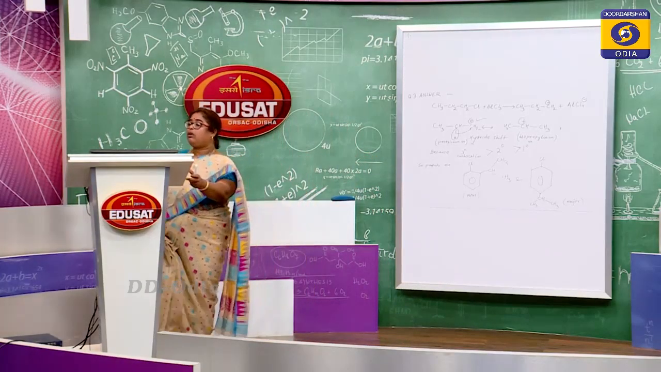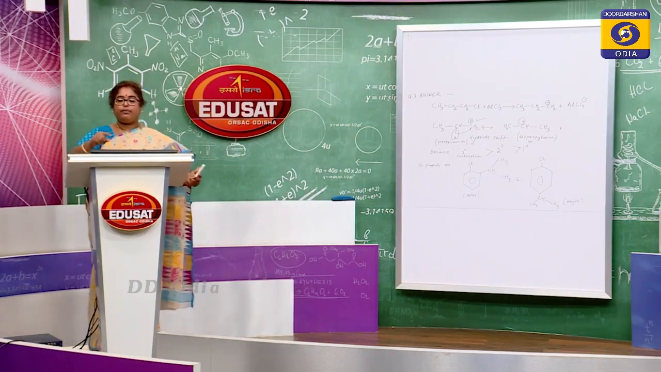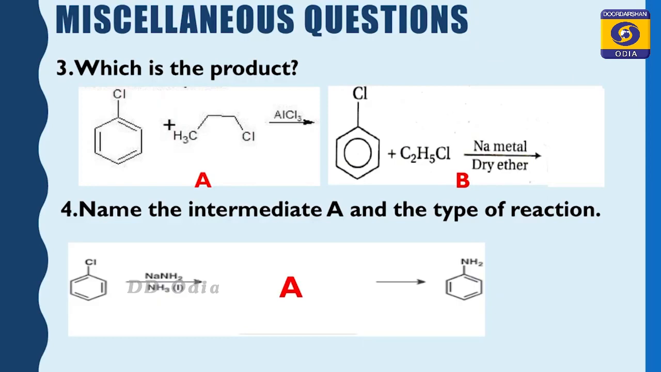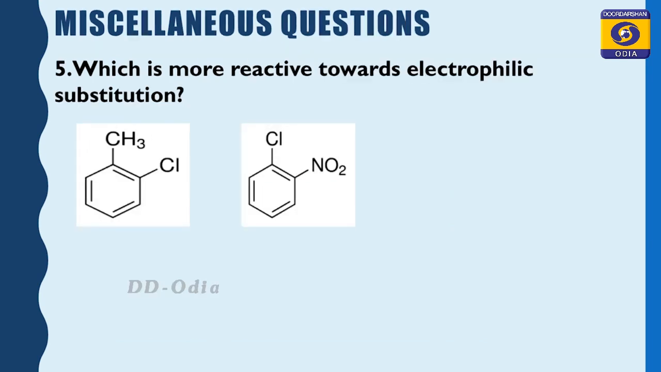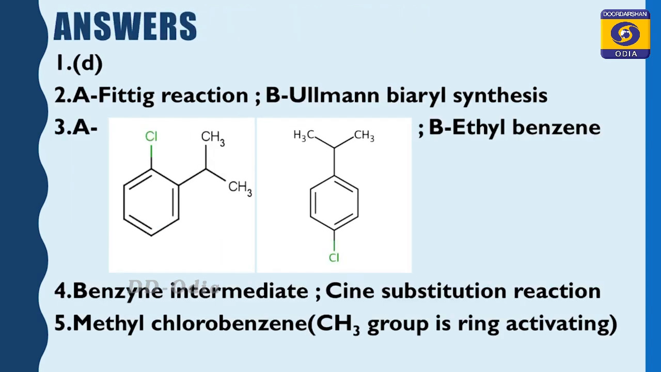Then now you go to question number 4. If chlorobenzene reacts with chloride in presence of sodium, it is just an example of the Wurtz-Fittig reaction. Then name the intermediate of this reaction. As we may see, this is nothing but the benzyne intermediate. Then the last question, which is more reactive towards electrophilic substitution? In one case a methyl group is there, in the other a NO2 group is there. So, for electrophilic substitution, obviously the first one is the answer. Okay. So, the methyl chlorobenzene has the ring activating group.